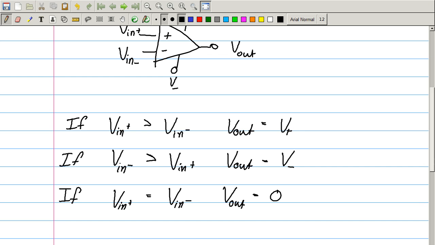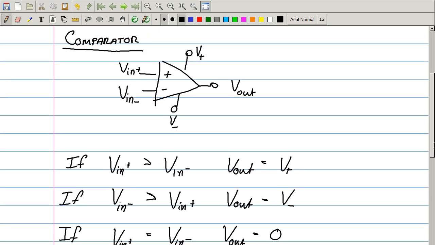This is the basic application of an op-amp. An op-amp is a differential amplifier. It amplifies the difference between the two inputs. So what happens is, because one input is greater than the other, say V in plus is greater than V in minus, it's going to amplify all the way to the max voltage it can supply, V plus.